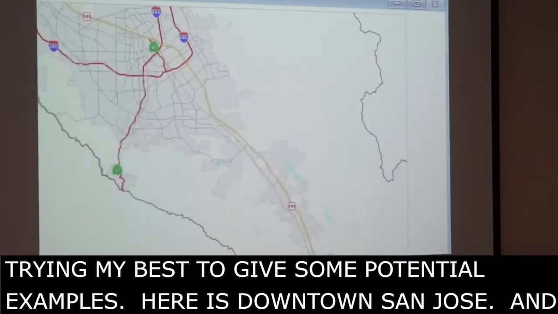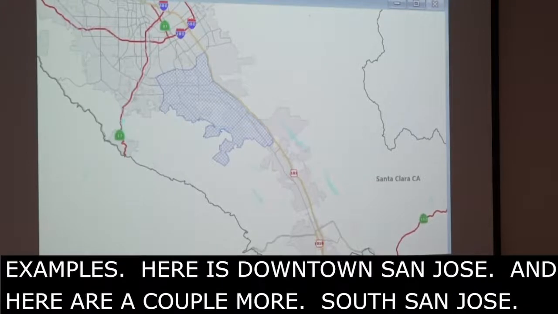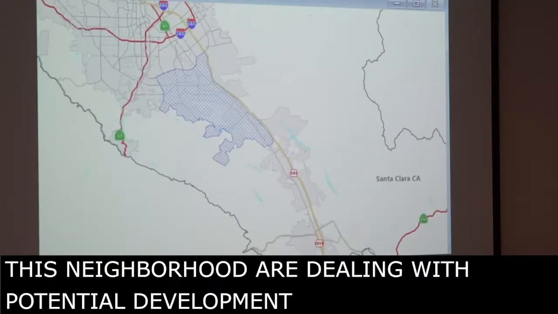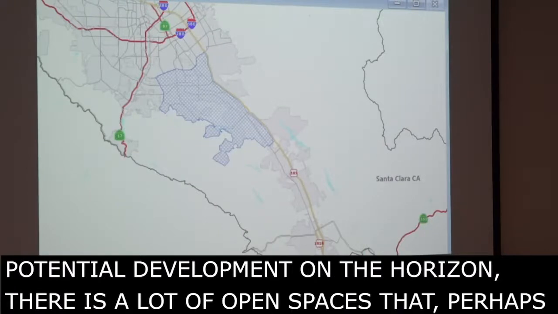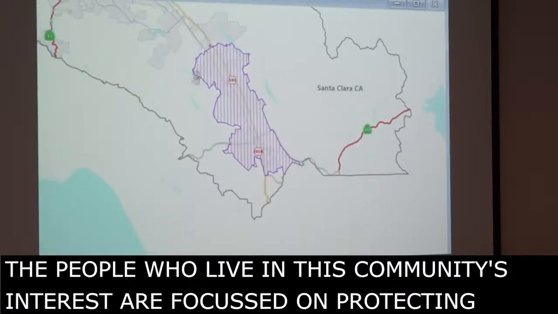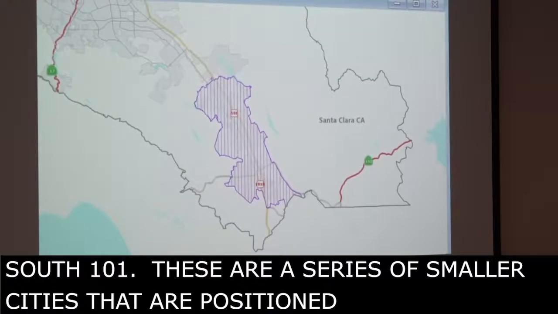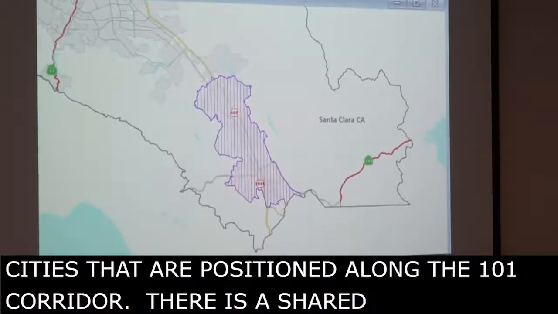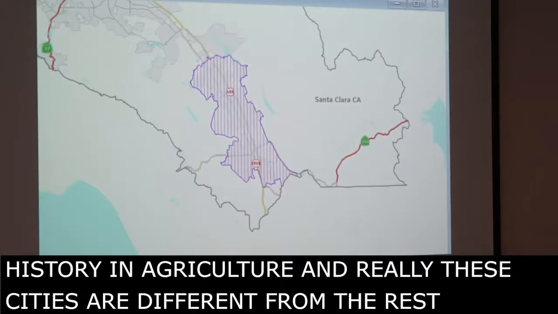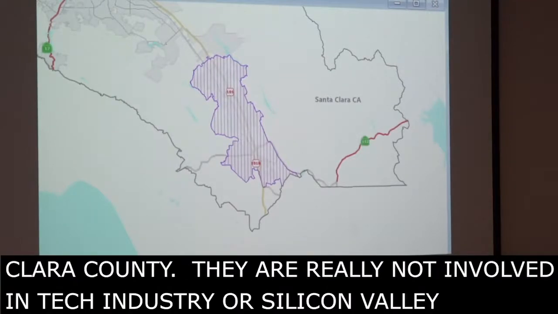And here are a couple more. South San Jose, so this neighborhood, folks who live in this neighborhood are dealing with potential development on the horizon. There's a lot of open spaces that perhaps the people who live in this community of interest are focused on protecting. South 101, these are a series of smaller cities that are positioned along the 101 corridor. There's a shared economic history in agriculture, and really these cities are different from the rest of Santa Clara County. They're really not involved in tech industry or Silicon Valley. It's more of a rural agricultural feel to these cities.